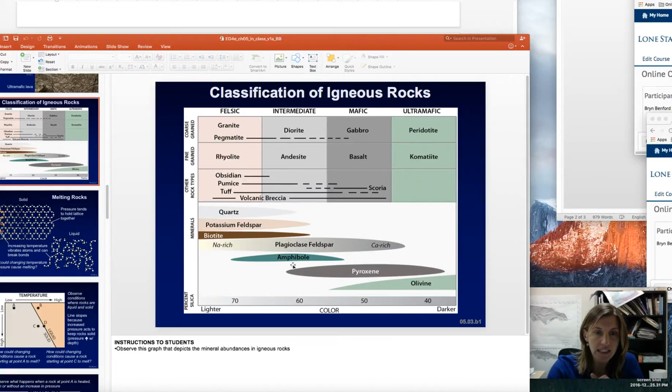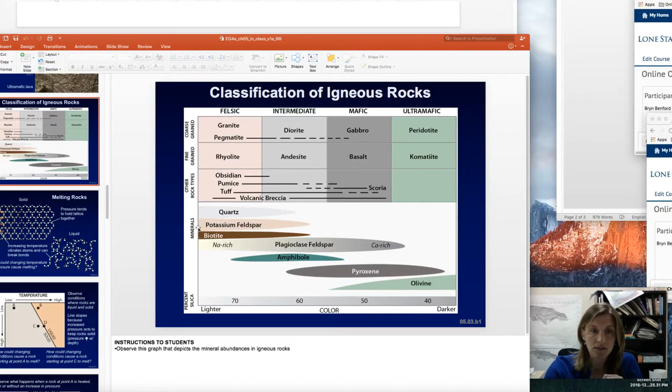And so you can see, as you move across this, if you're looking at an intermediate rock, you're going to have a lot of plagioclase feldspar, a lot of amphibole. You're probably going to have pyroxene, you might have biotite, you might have potassium feldspar, you might have quartz. They're not guaranteed. All right? And then in mafic, plagioclase feldspar, pyroxene, olivine, maybe some amphibole. Okay, so that's how you kind of read this diagram.